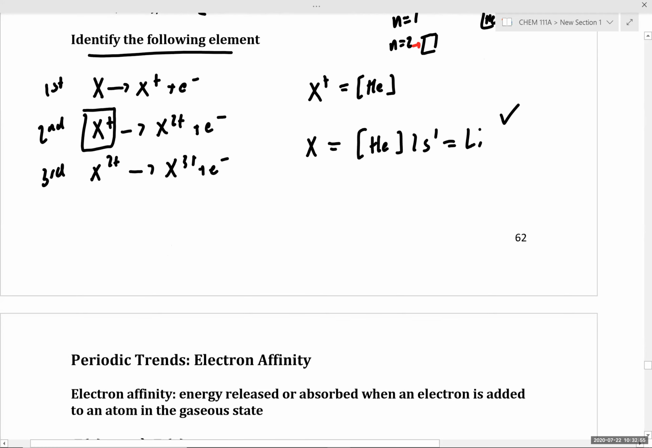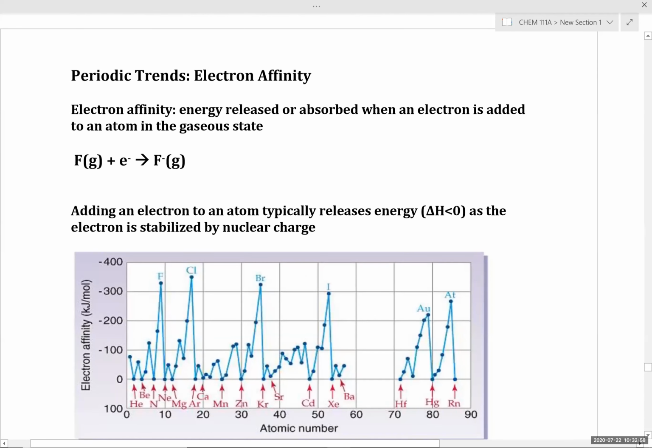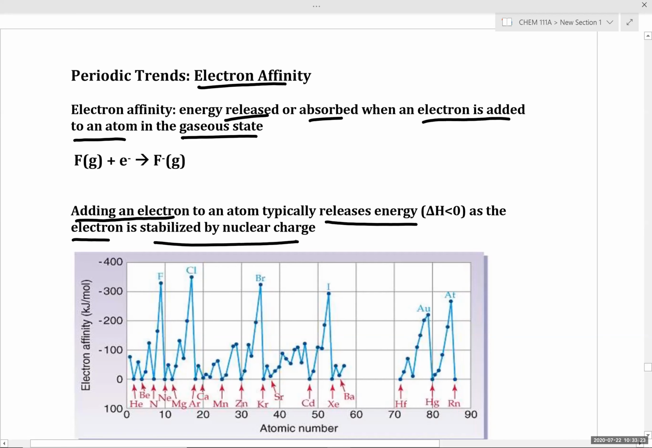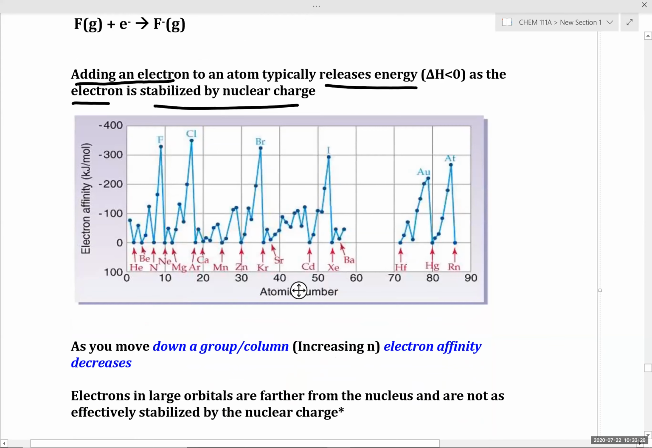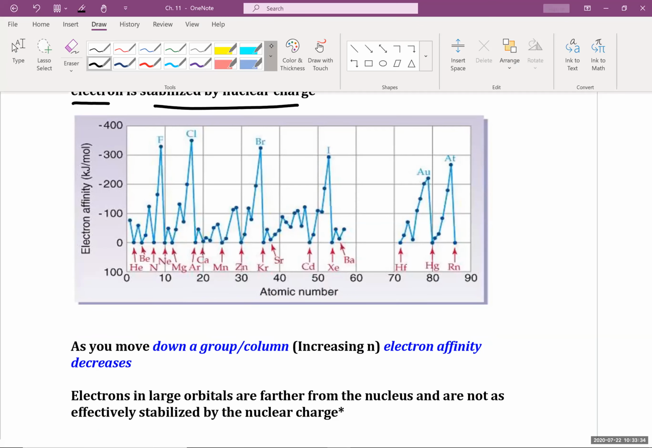If not, let's keep going and look at the exact opposite of ionization energy, which is electron affinity. Electron affinity is the energy released or absorbed when an electron is added to an atom in the gas phase. In general, adding an electron to an atom typically releases energy as electrons are stabilized by the nuclear charge. Now, if we look at this trend for electron affinity, which is negative, it's a little bit more muddled. There's a little bit more nuance here.